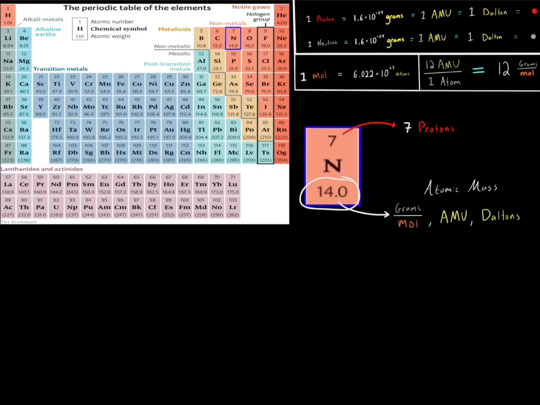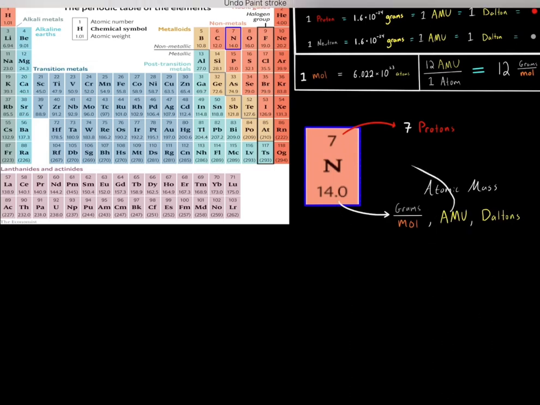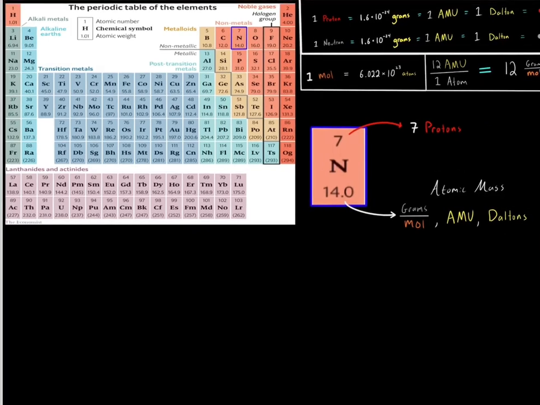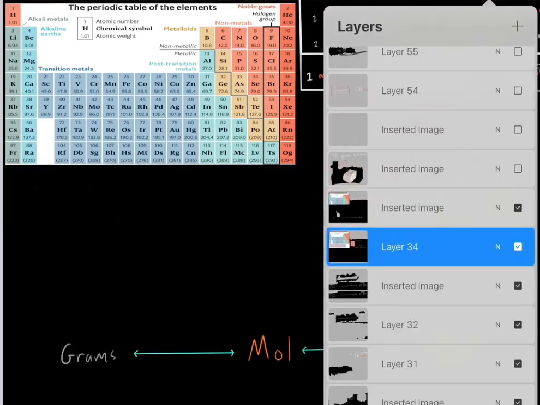And this bottom number essentially represents the atomic mass, which also, remember, can represent the number of grams per mole, or it can represent the atomic mass units per 1 atom of nitrogen, or the number of Daltons per 1 atom of nitrogen. So that's what these numbers mean on the periodic table.